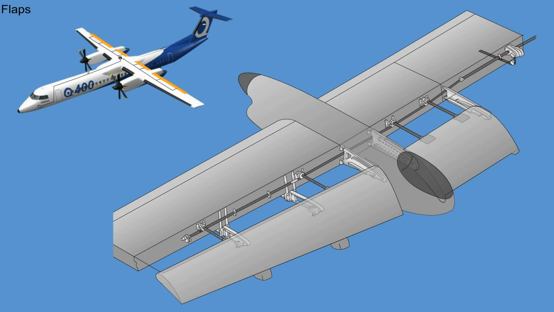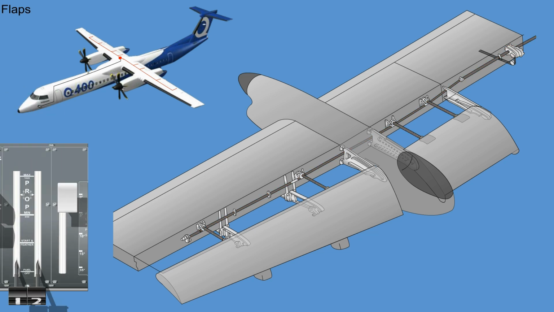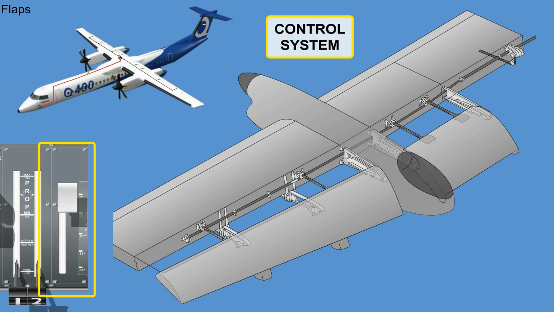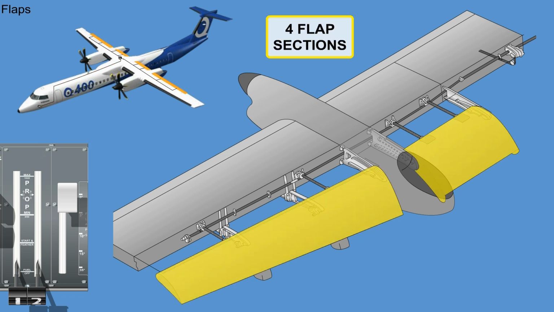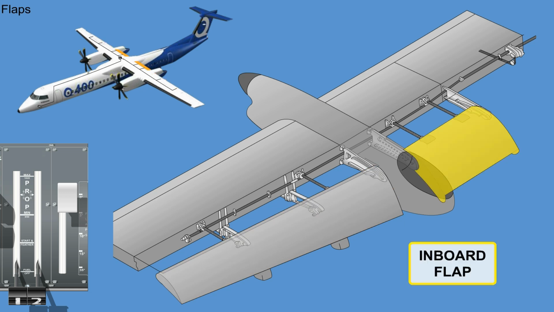The wing flap system consists of a drive system, a control system, and 4 flap sections. The inboard flap is located between the fuselage and the nacelle. The outboard flap is located between the nacelle and the aileron.